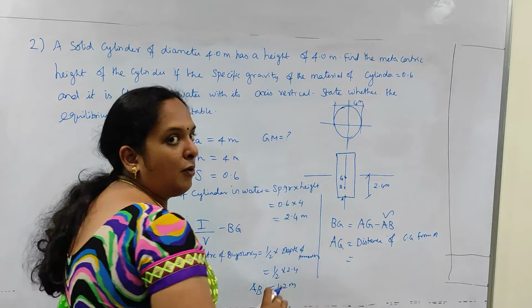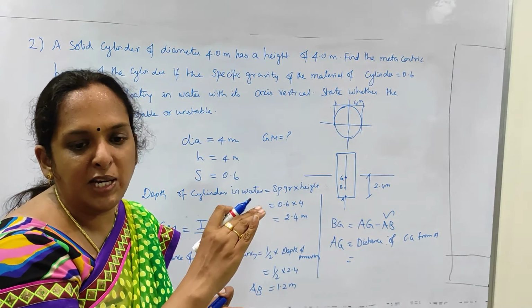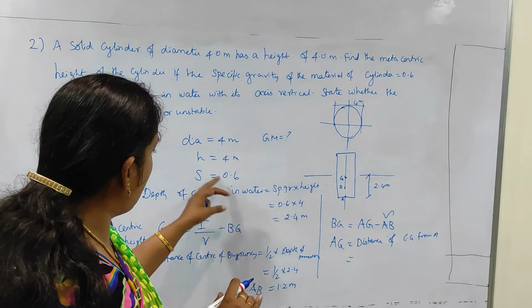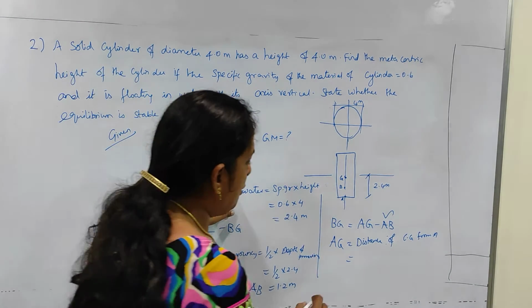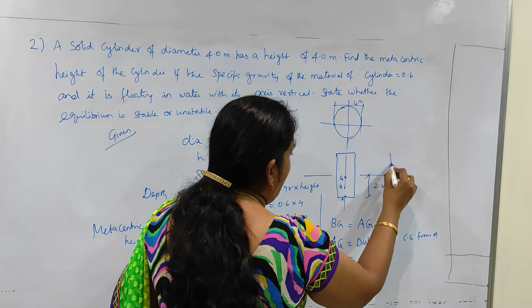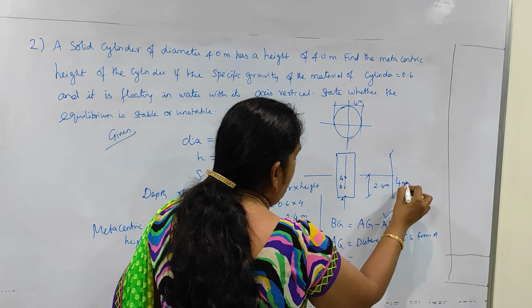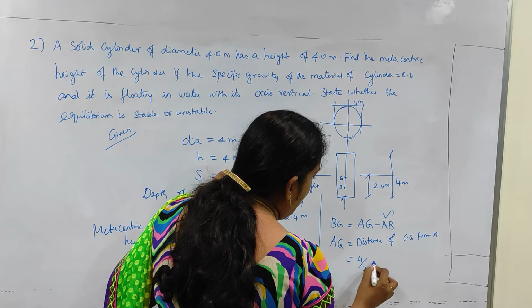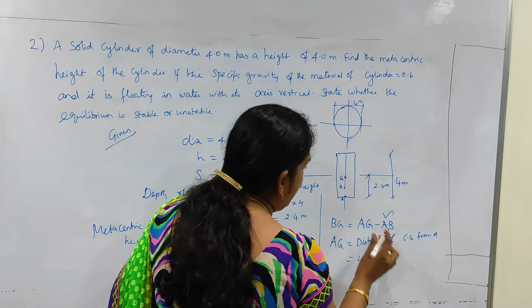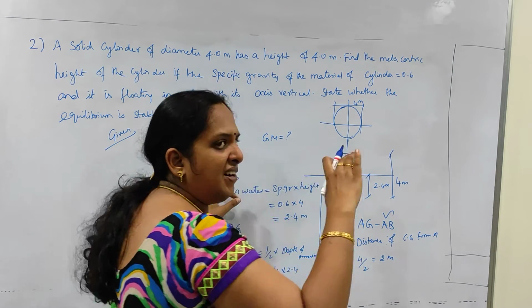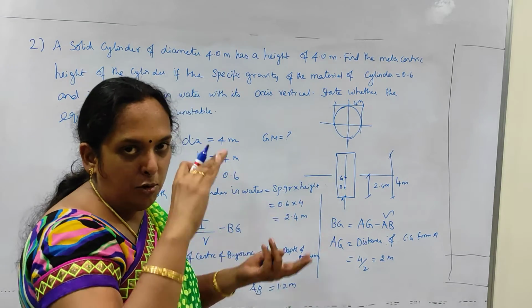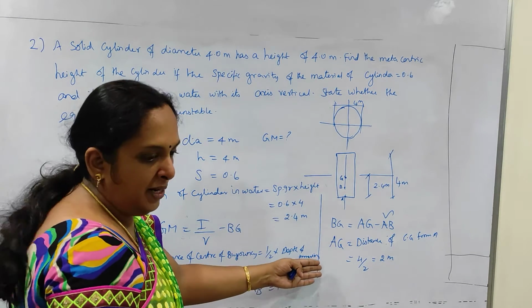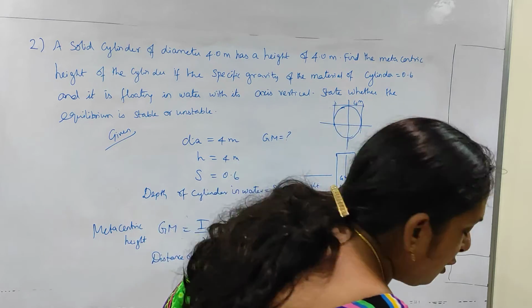So how will I calculate this? I will use the total height. The total height they have given is 4 meters. So the total depth of 4 meters by 2 is equal to 2 meters. That is the center of gravity distance. The center of gravity for a rectangle will be at the center, that is the total depth by 2, so half is 2 meters. So I have got this also.